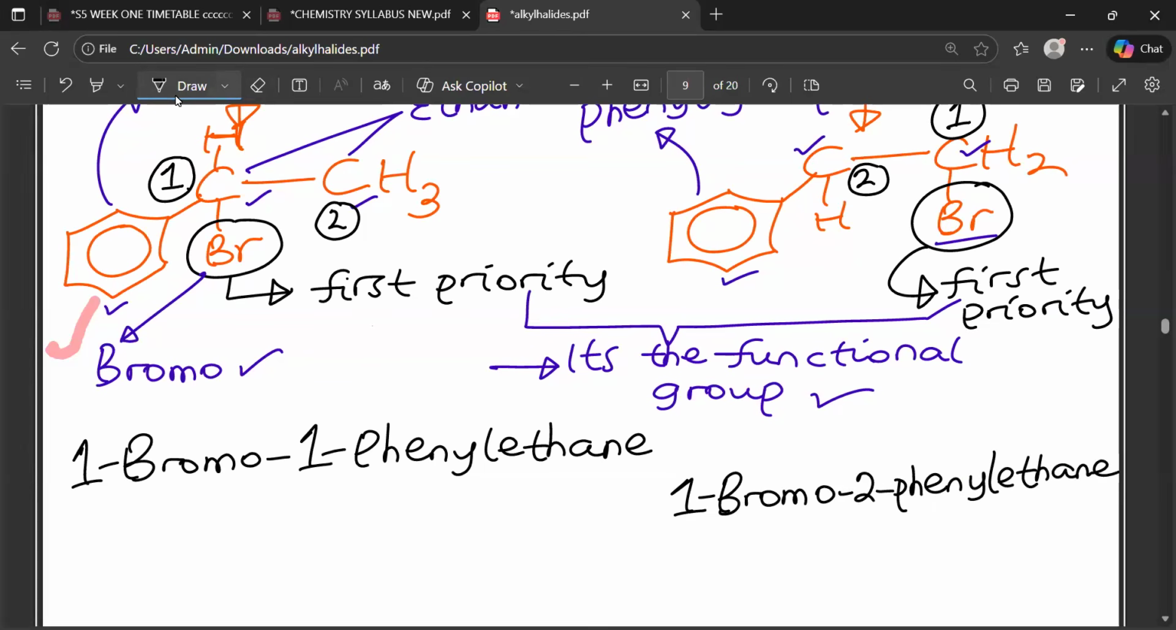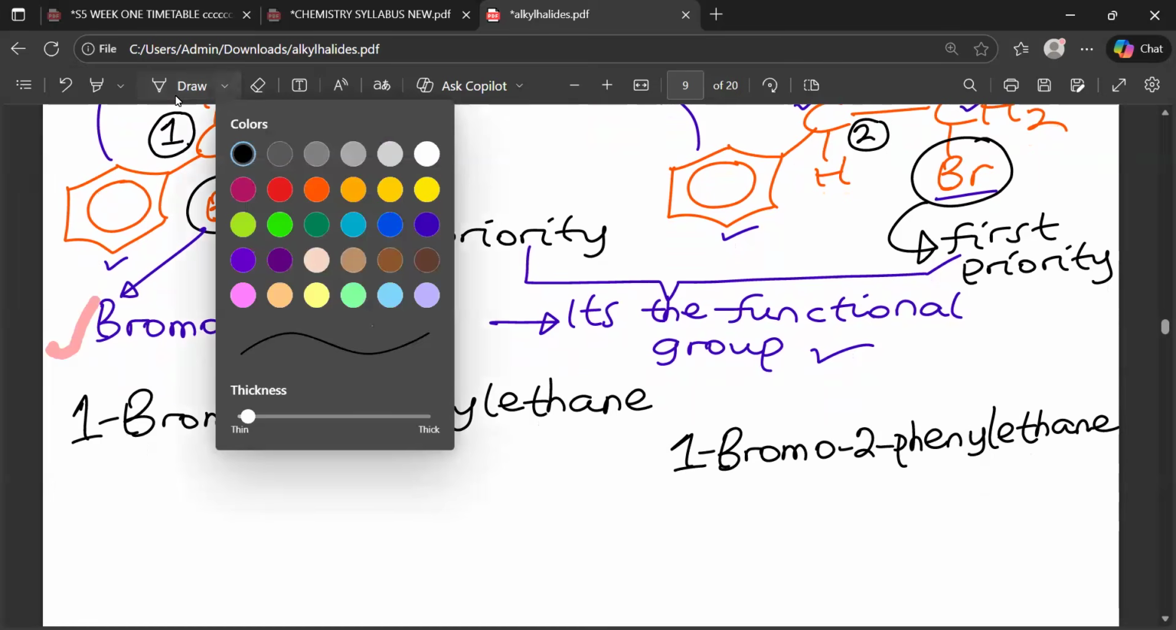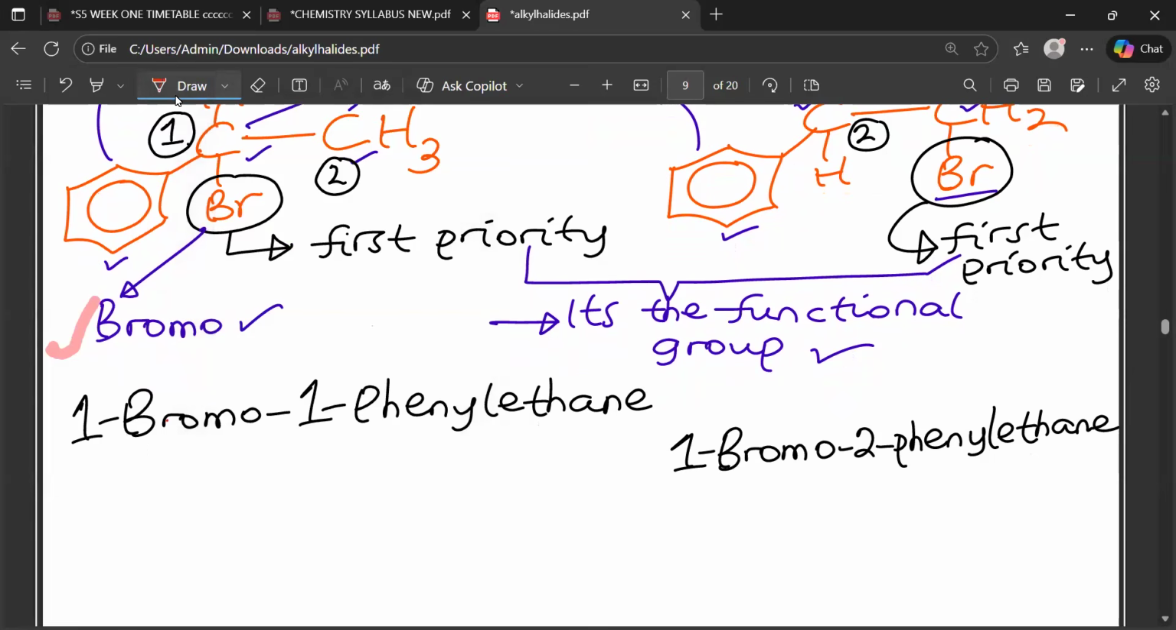I think since there is this phenyl group on the second one, it also needs a position. So I'll try to give the bromo group also a position, but I may not be clear. Yes, it is okay. That's a good try. So this name is okay. But I want to ask you a question. Are you on? I'm on.